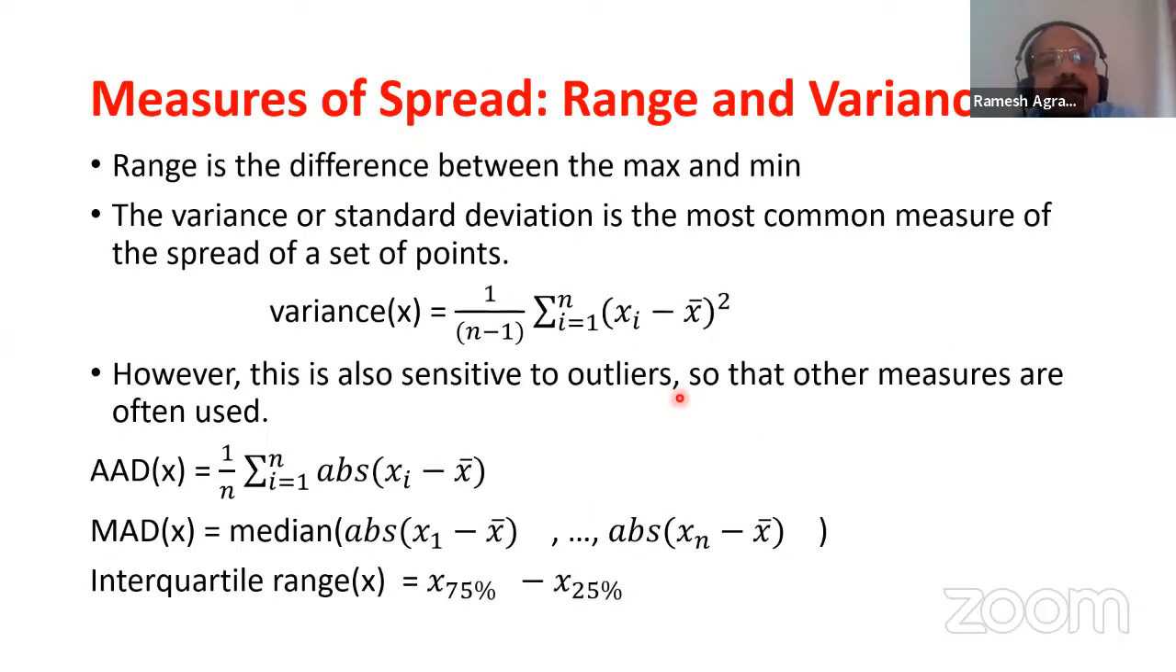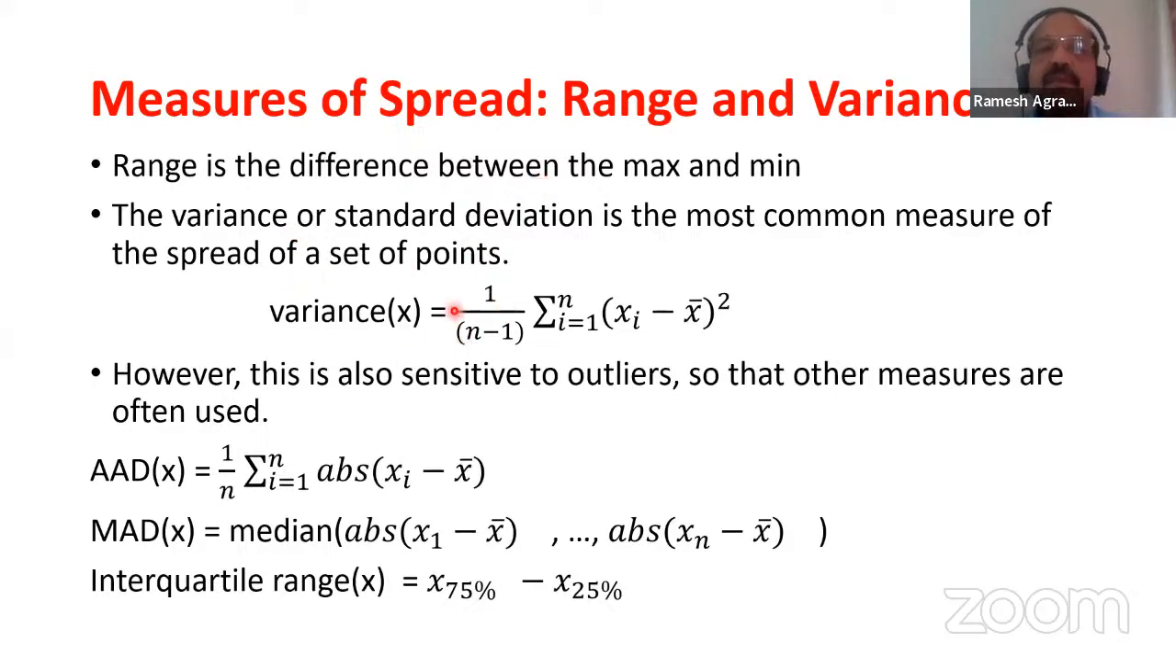Now, similarly, what is another statistic that can be used? You find the maximum of the attribute value and the minimum of the attribute value, and then you take the difference between max and min. That is nothing but the range. So range is also used as one of the statistics to describe the data.